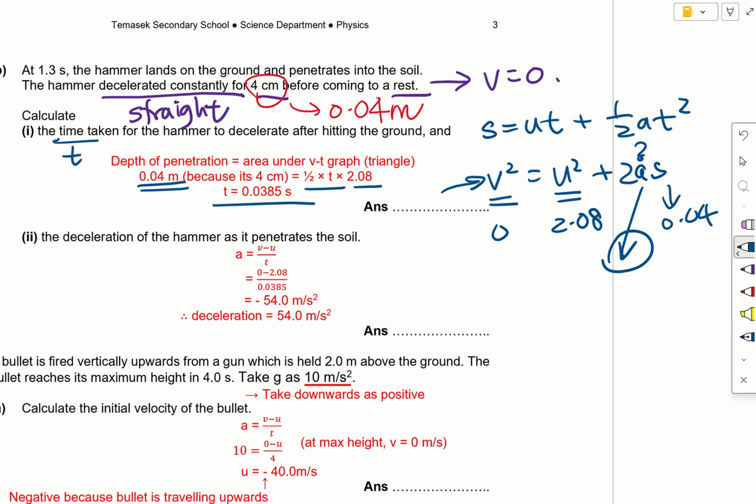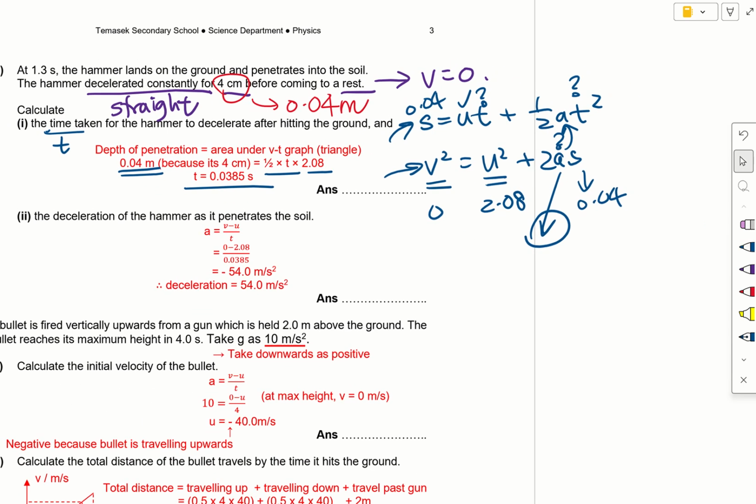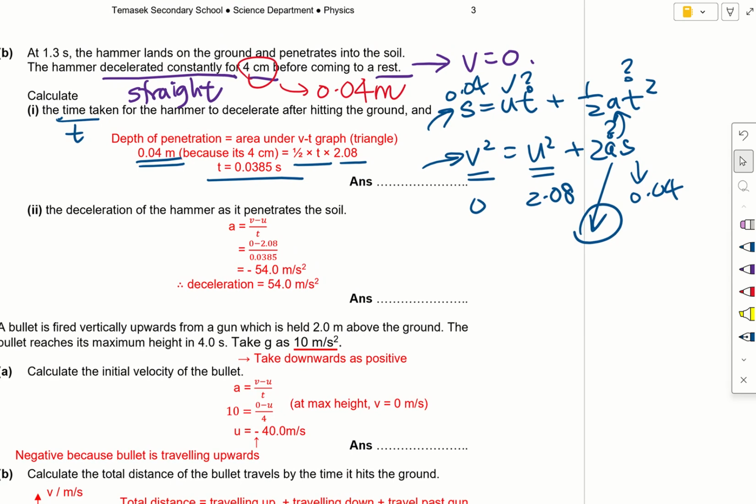So I can use this to find my acceleration or deceleration, right? And with that, I can go back to use this formula, s equals ut plus half at square, because once I have this 0.04, I don't know my time, I know my initial velocity, I know my acceleration from below, and then I can find my time. So you see, if you were to use the formulas, you may need these two formulas to work together. But if you were to draw a v-t graph, it will be more straightforward.